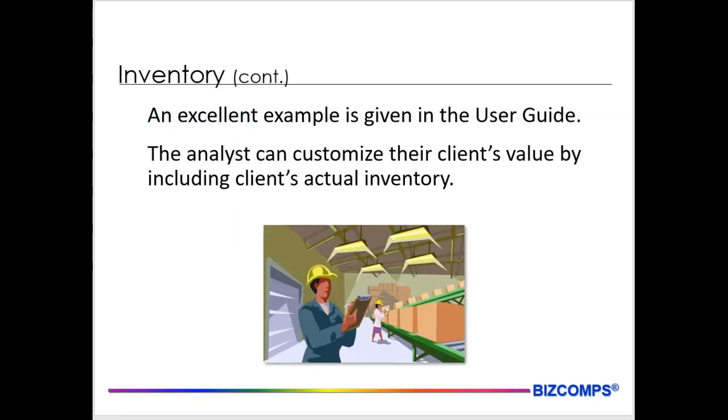An excellent example of this issue with inventory and how it can be dealt with can be found in the user's guide. The analyst can always customize their client value by including the client's inventory in the value. And that value can be quite different. If you have a company that's a retail company, you might have a lot of inventory. If it's a service company, you might not have any. Nevertheless, the pure way to do it without distortion is to then calculate the value from the BIZCOMPS multiple, whether it's SDE or revenue, and then add your inventory for your client to get the true or more complete or more accurate value of the business.